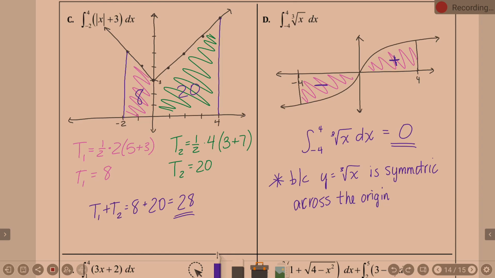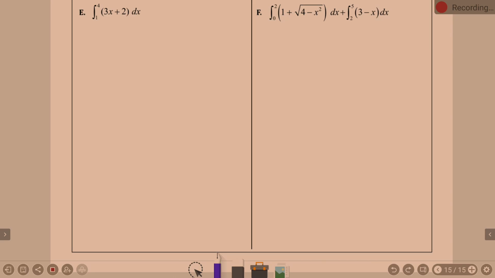Okay, what are you guys doing on this one? It's a line, right? Yeah. It's going to end up forming a, what are you going to end up finding the area of again? Oh, a trapezoid. A trapezoid again, yes?